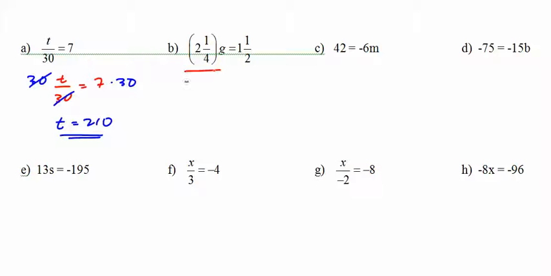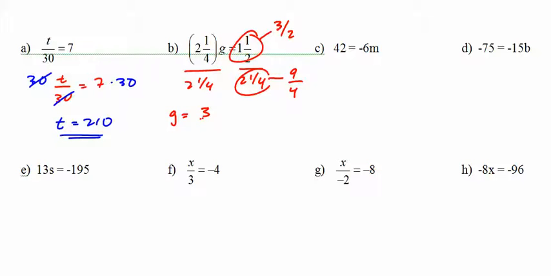Tricky. Divide by 2 1/4. Divide by 2 1/4. G equals, I have to change this over. And I have to change this over. I'm fast at them. If it bothers you, then take your time and do it right. Which is 3/2 times 4/9. Cancel, cancel, cancel, cancel. Yes, I can cancel like that. 2/3.